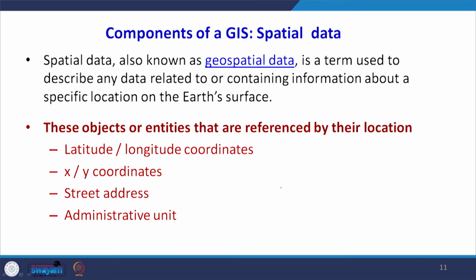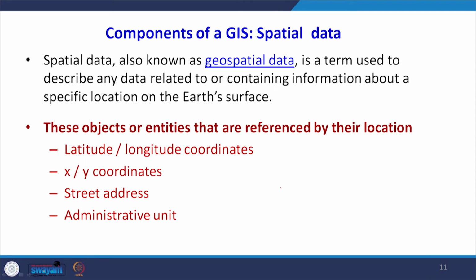Your data should be very accurate, error free and updated. If you have updated information, it is better to work on it so that we can use it for present planning purposes. This spatial data is sometimes also known as geospatial data because it is related to the earth surface and it is related to some coordinate system.